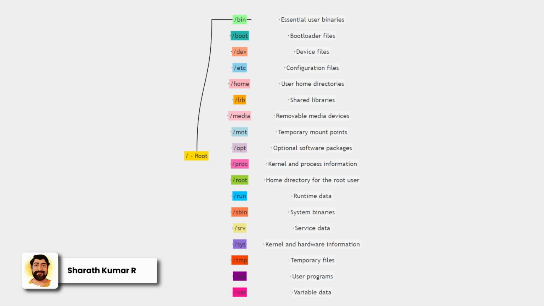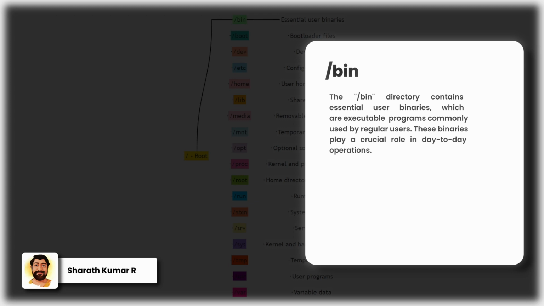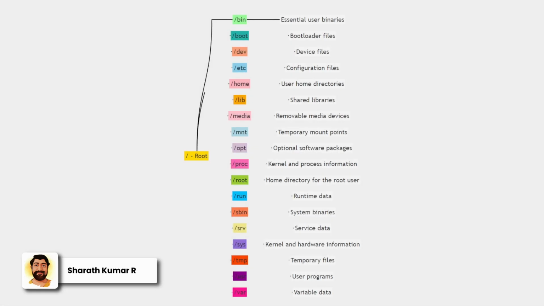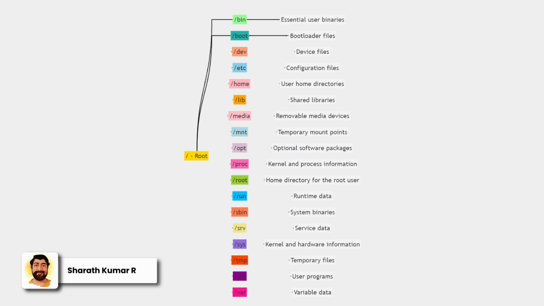For example, the bin directory contains essential user binaries, which are executable programs commonly used by regular users. These binaries play a crucial role in day-to-day operations. Similarly, the boot directory holds bootloader files, responsible for initiating the operating system during startup. These files ensure that the system can start up successfully and load the necessary components.